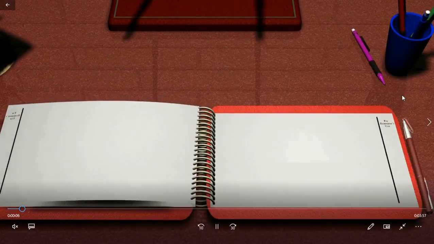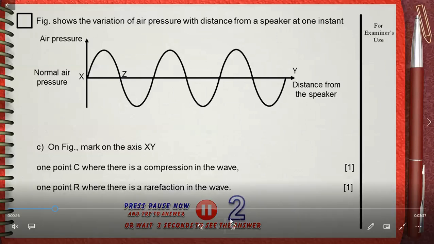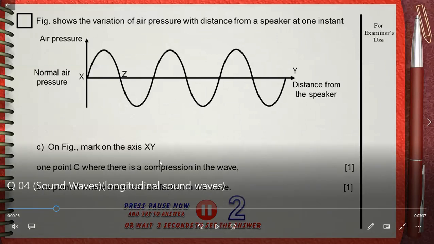You can see question number 4. Before that, question numbers 1, 2, 3, I explained in sound waves part 3. Here you can see that the figure shows the variation of air pressure with distance from a speaker at one instant. On the figure, mark on the axis XY. So let me explain it to you.